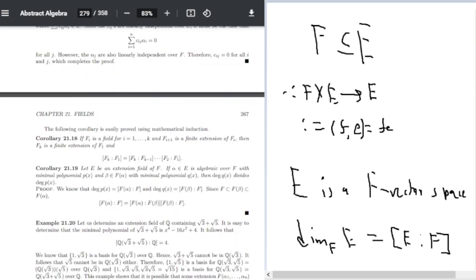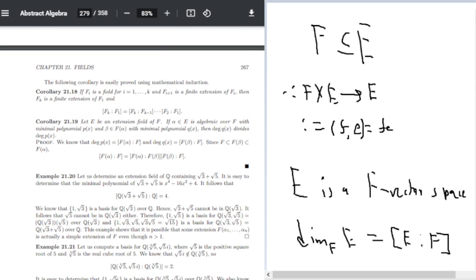The following corollary is easily proved using mathematical induction. Corollary 21.18. If F_i is a field for i equals 1 to k, and F_(i+1) is a finite extension of F_i, then F_k is a finite extension of F_1, and the index of F_k over F_1 is equal to the index of F_k over F_(k-1) times on and on to the index of F_2 over F_1.